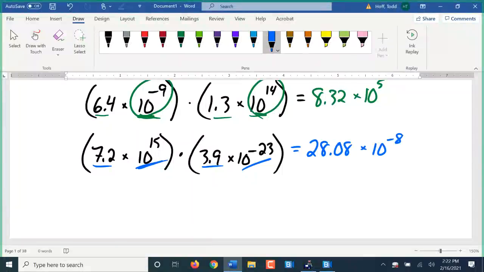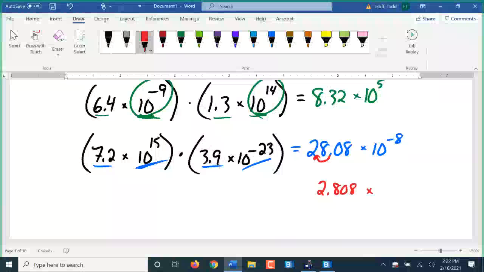Now we're not done here. There's 2 decimal places and 2 digits in front of our decimal point. We have to move that over to make it 2.808. Now the number became smaller. It went from 28 down to 2.8. So the power has to get larger by 1. Negative 8 plus 1 is a negative 7. You have to be very careful with those negative numbers.